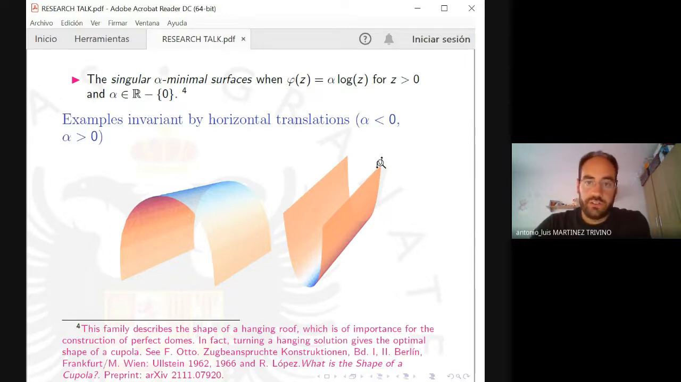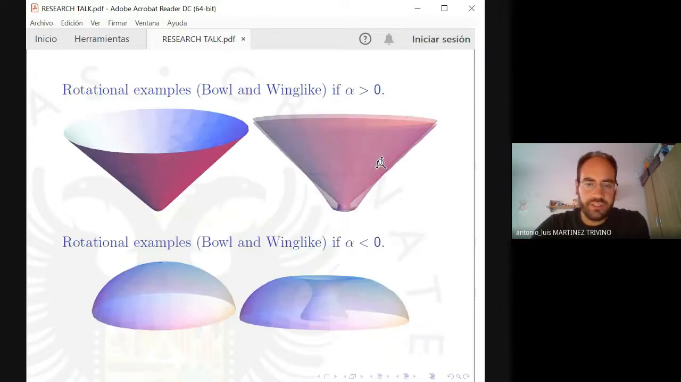Particular cases of this family are examples invariant by horizontal translation, like the previous Grim Reaper and tilted Grim Reaper, and rotationally symmetric examples. Notice that the geometry of this surface depends on the phi. This fact we will present throughout this talk.